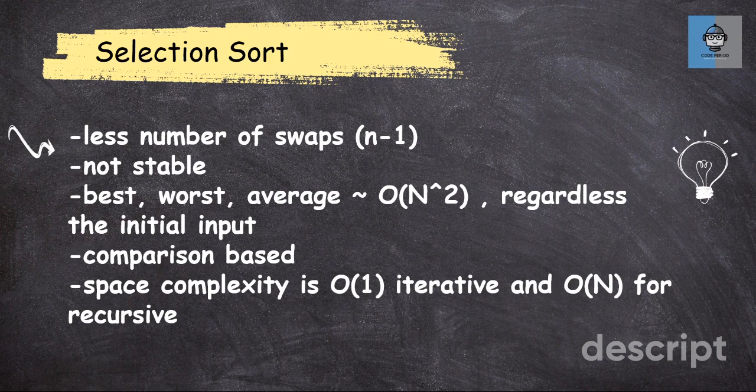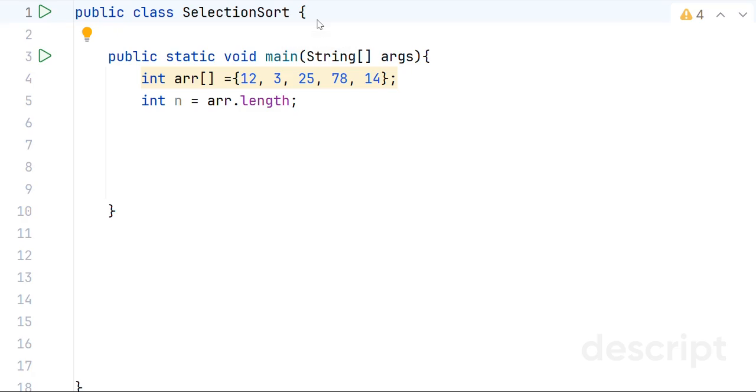Coming to the space complexity, it is O(1) for the iterative solution and O(n) for the recursive solution because of the recursive stack, and we shall see both in the code. So let's go. So let's start with the iterative. It will take the array and n.